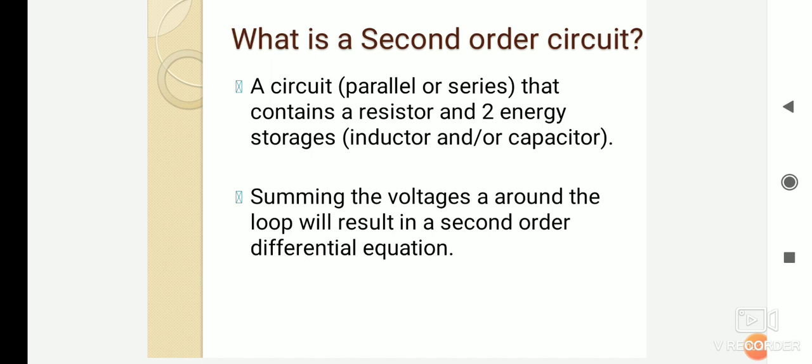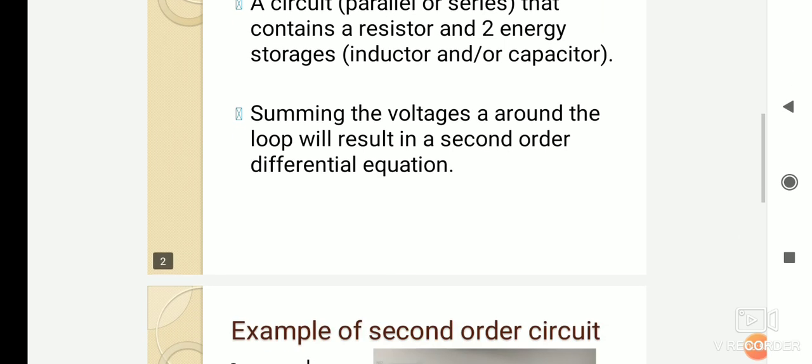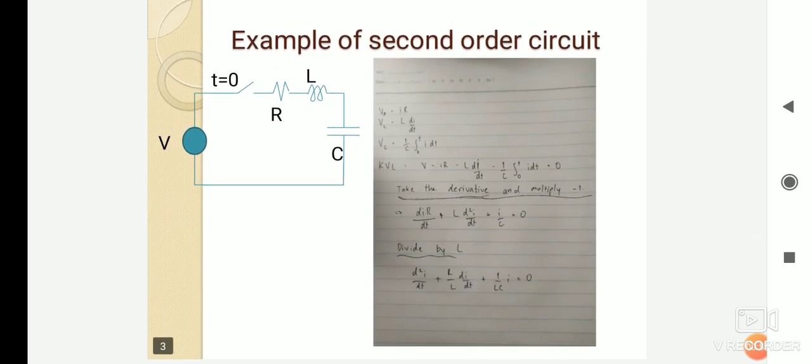So, why is it called a second order circuit? It is because when we sum the voltages around the loop, it will result in a second order differential equation. So let me show you what that means. Here is a basic example of a second order circuit.